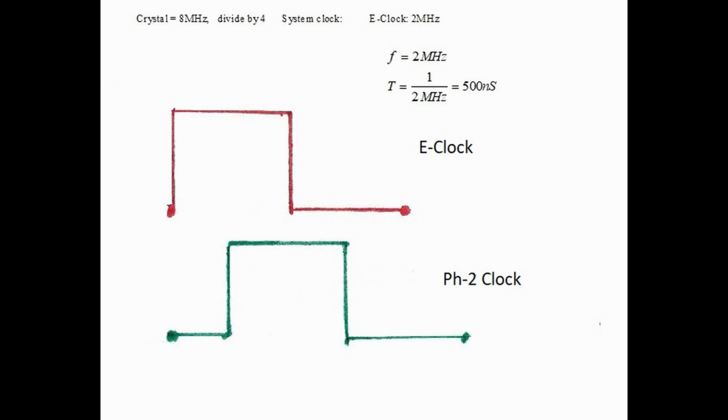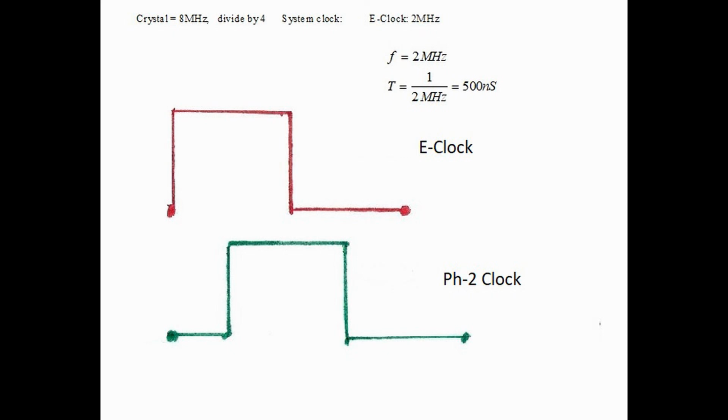The speed of the microprocessor is determined by the crystal which is contained on the circuit board. In this case, the crystal is running at 8 megahertz, but there is a circuit that divides by 4, so the system clock or the E clock is running at 2 megahertz. If the frequency is 2 megahertz, then the period is 1 over 2 megahertz, which is 500 nanoseconds.